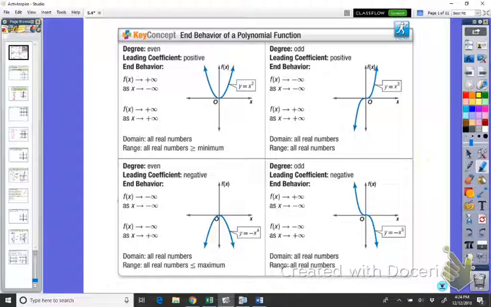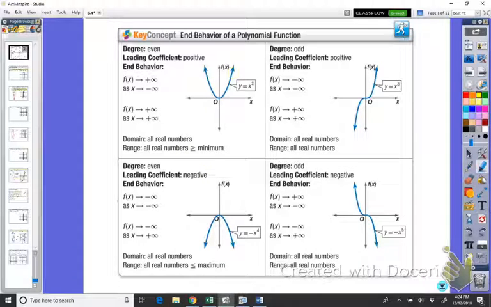Yesterday we started talking about polynomial functions and their graphs. So like I said yesterday, we're going to graph these on the calculator by using a table of values, and then we'll talk about certain parts of the graph. So we talked about this chart yesterday in your notes.